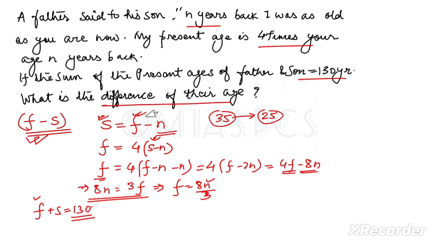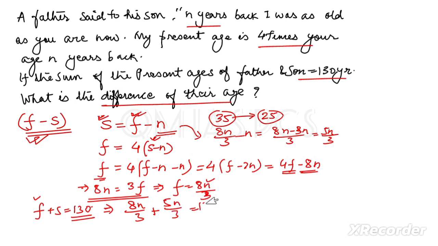Here, if you replace f by 8n by 3, it will be 8n by 3 minus n, so it will be 8n minus 3n by 3, that will be 5n by 3. So the value of s is equal to 5n by 3. Now you can substitute the values of f and s. So it will be 8n by 3 plus 5n by 3 and this is 130.